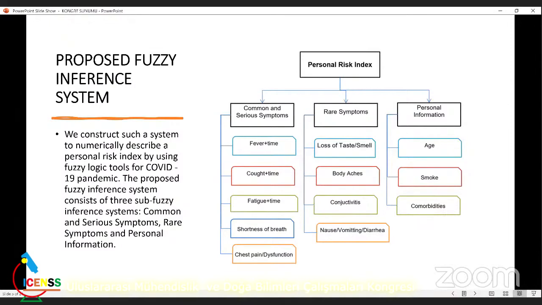The inputs in the third fuzzy inference system were determined as age, chronic disease, and smoking and alcohol habits that affect the risk of COVID-19 disease transmission. The COVID-19 personal risk index is obtained by converting the outputs of these sub-fuzzy inference systems into a single output.